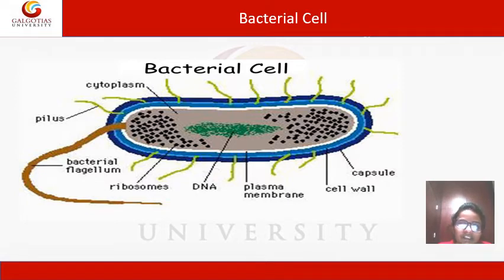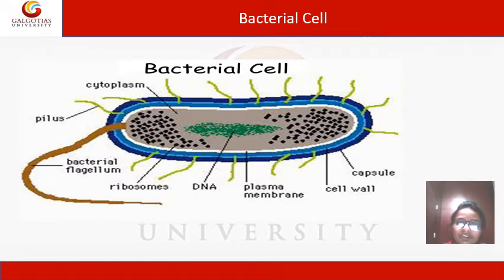Now we come to the next structure which is present inside the cytoplasm. You can see here the black colored dots. Those black dots are known as ribosomes. These ribosomes are the structures responsible for protein synthesis. Protein synthesis is necessary for the bacteria because protein is necessary for DNA replication. This protein synthesis takes place only by the ribosome.